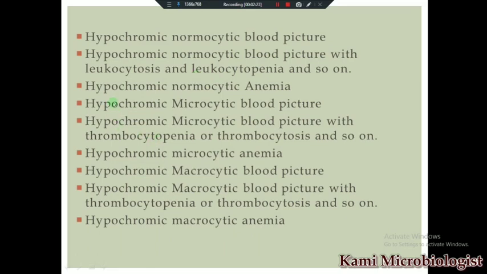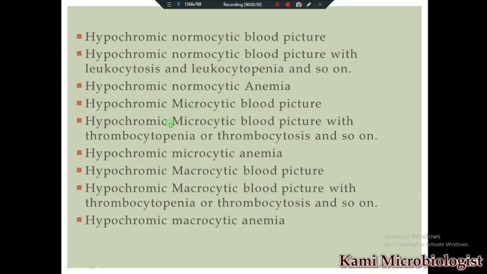Then the fourth comment is hypochromic microcytic blood picture. It means that the MCV value is low, and one thing more, the HB value is also low. So this is called a hypochromic microcytic blood picture.